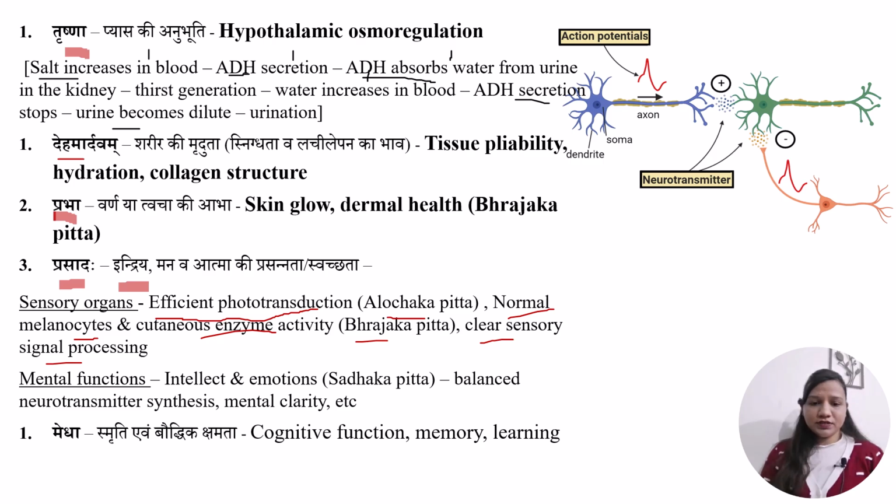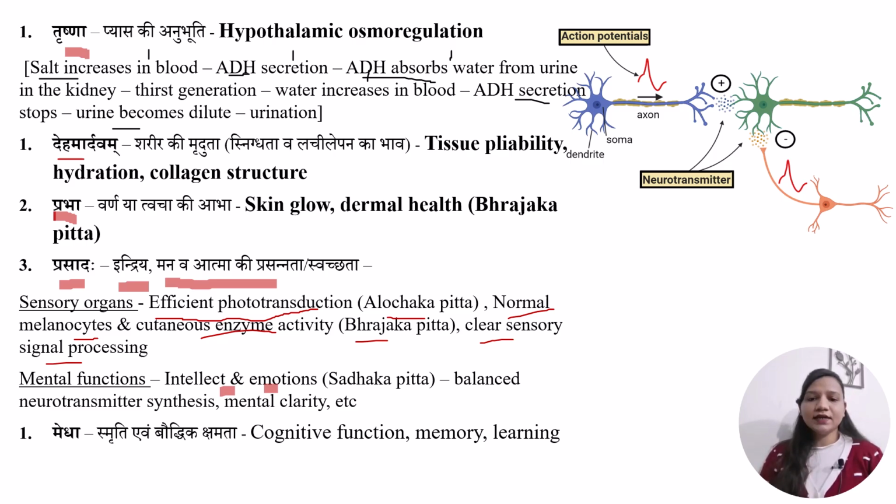Then the next function is man. It is also responsible for prasannata of man and atma. So it relates to the mental functions. Intellect and emotions are maintained or regulated by the Pitta Dosh. Here we are talking about Sādhaka Pitta, which resides in Hriday or Mastishtaka. It can be correlated with modern science as neurotransmitter synthesis. So Pitta Dosh is responsible for balanced neurotransmitter synthesis.